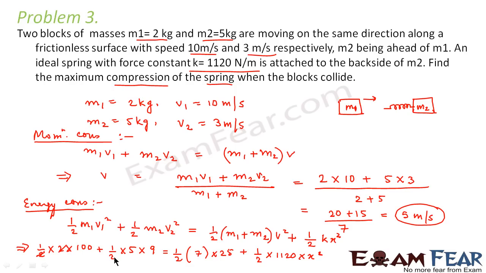Now this 2 and 2 will get cancelled. This 2 will get cancelled with this. So 2 5s are 10. Now solving this equation, we get the value of x as 0.25 meters. That means when the two masses collide, the spring gets compressed maximum to 0.25 meters. So this would be the maximum compression in the spring.